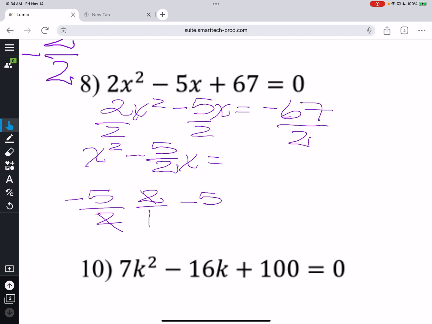Would it not just be 25? Okay, cut it in half and then square it. All right, I did something weird when I worked it. I got 5 over 2, but then that's going to be 5 over 4. That's what it is.